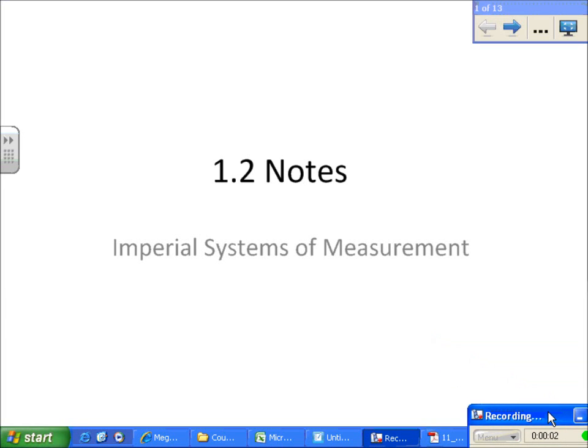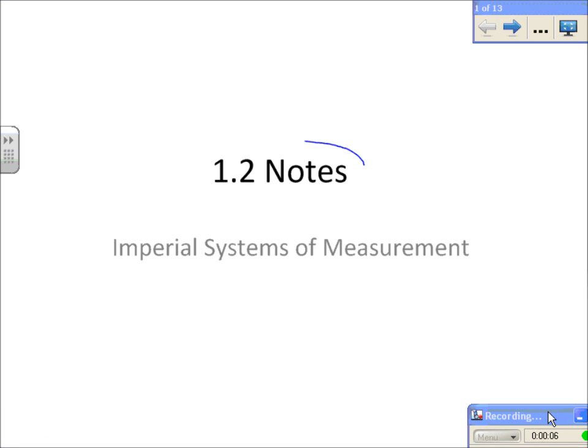Hi everybody, welcome to our online lesson in our 1.2 notes, and we're talking today about imperial systems of measurement. So we're looking at imperial units. Up to now we've only been talking about SI units, which are meters, kilometers, centimeters. The imperial system has a different set of units, and we're going to be using our data booklets today.